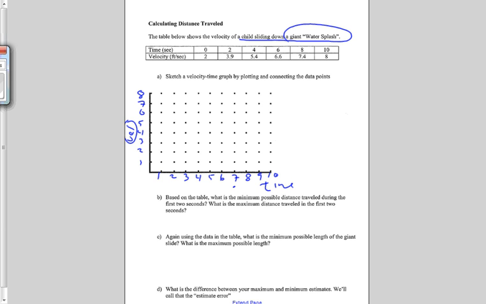is 0, velocity is 2, and 2, 3.9, 4, 5.4, 6, 6.6, and I'll go ahead and just plot the next 2 points. So we have our points plotted here, and next thing we have to do is start answering these questions.